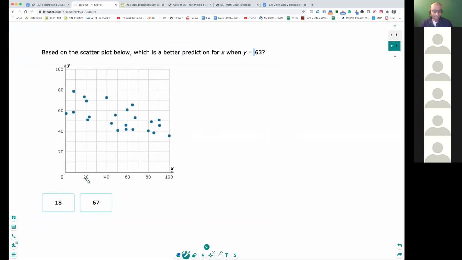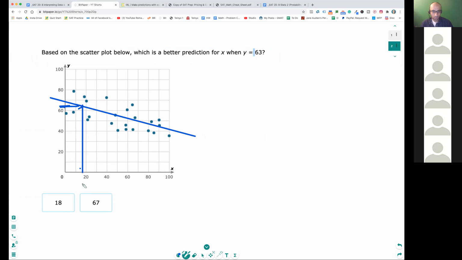Okay, so when Y is equal to 63, right? So you've got 60 here, you've got 70 here, so 63 is going to be this place. So what you do is you draw a line like this, right? You draw at least a line like this, right? And now you can see 63 can be here and then go down here. Okay, so something like this.